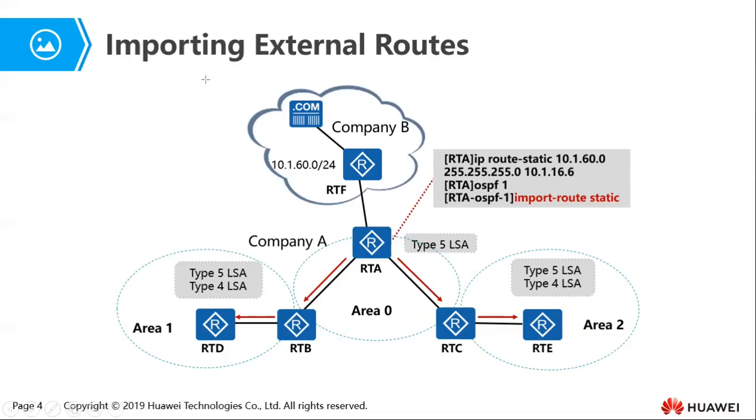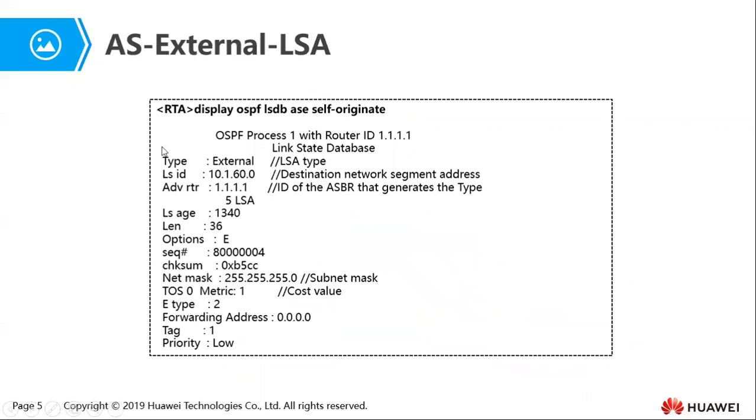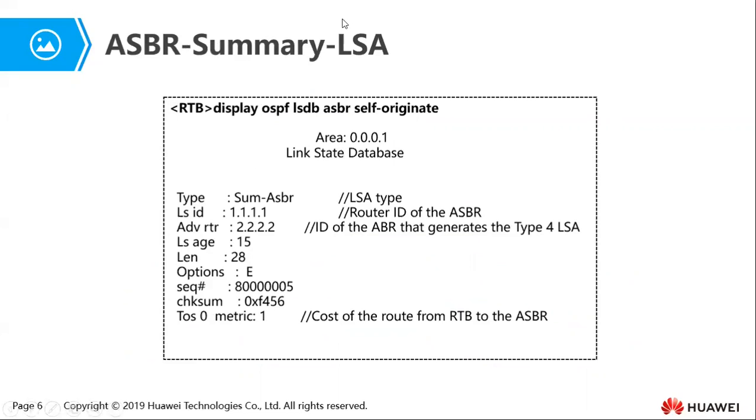So if we are in RTB, and we use the command display OSPF LSDB ASBR self-originate, this simply means it is type 4, self-originate, meaning you're the one that has created that type 4. So you're going to see that you've created it so that you can inject it into area 1.